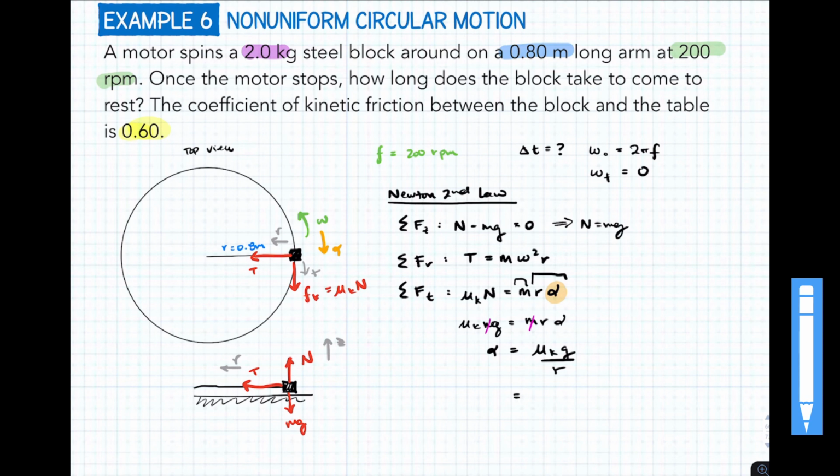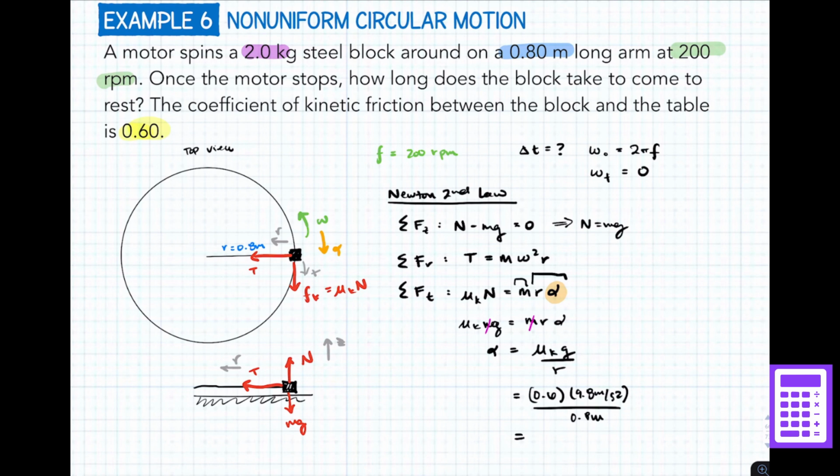So if we plug in numbers, we get 0.6 times 9.8 meters per second squared divided by r, which is 0.8 meters. So that's going to give us an angular acceleration of negative 7.4 radians per second squared. Okay, that's our angular acceleration.